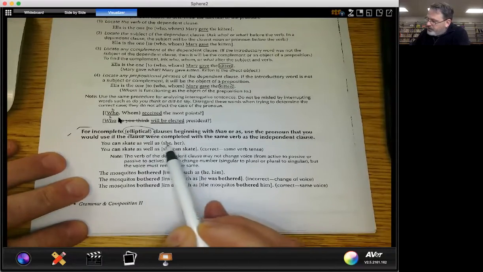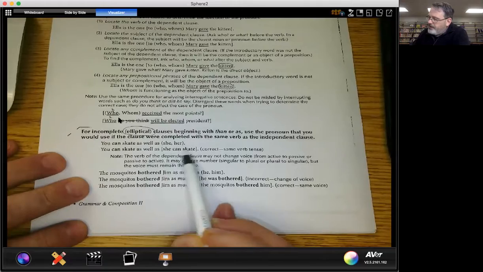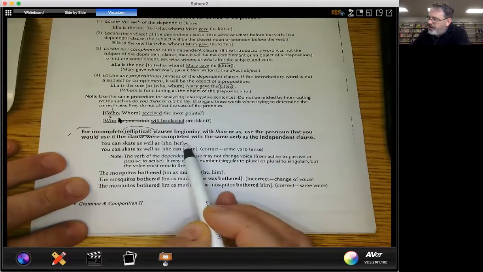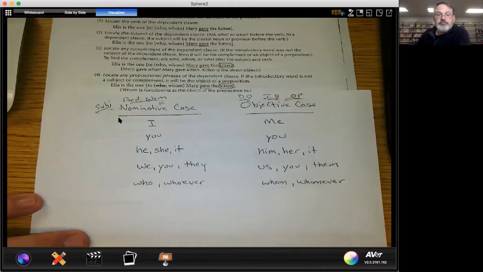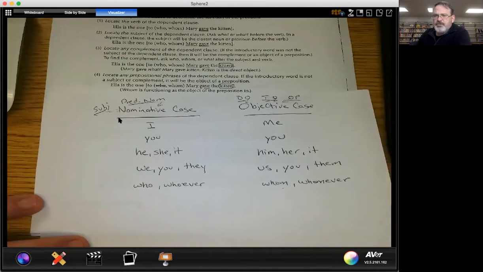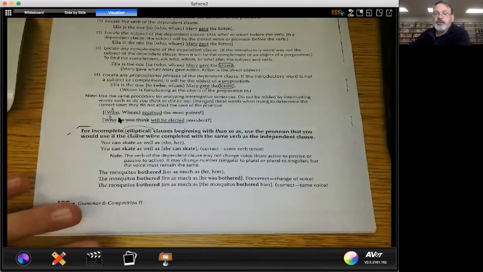This is going to be a nominative case because she can skate. She would be the subject in that elliptical clause. Does that make sense? Because she can skate, she is the subject. Can skate is the action verb with the helper can.